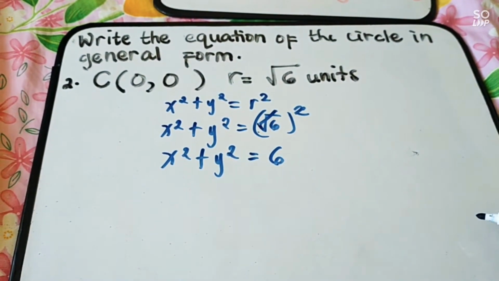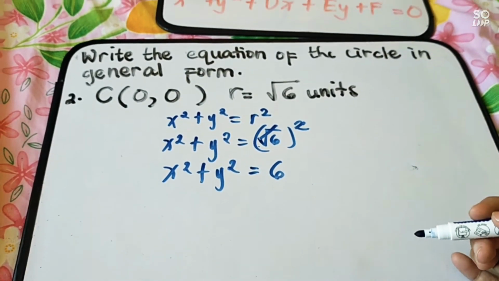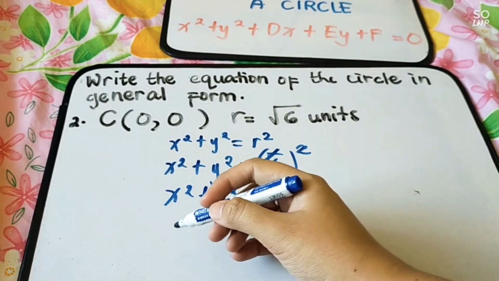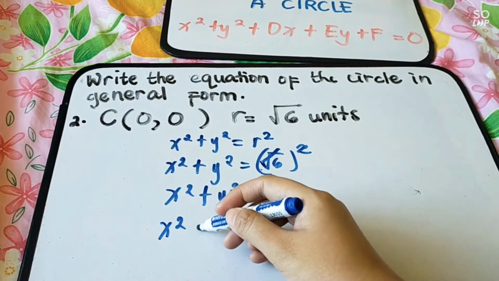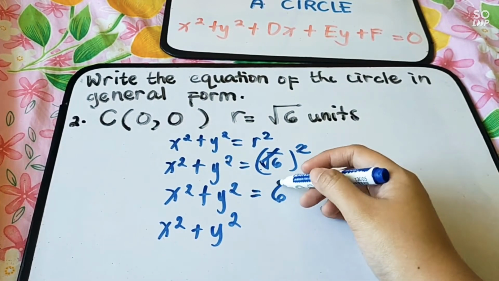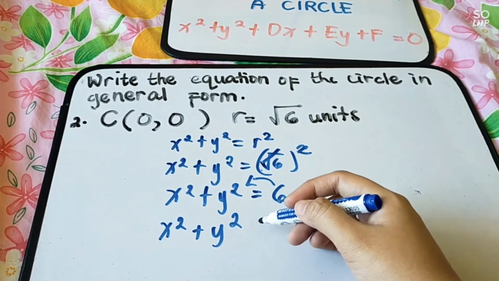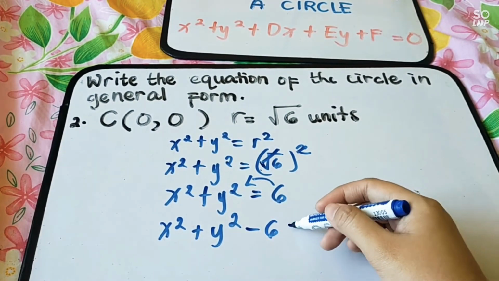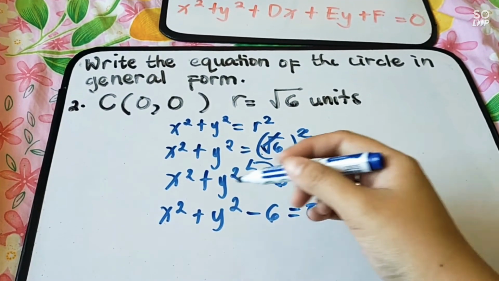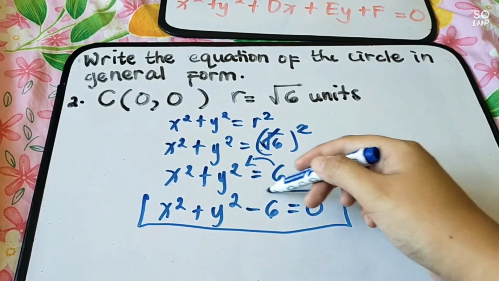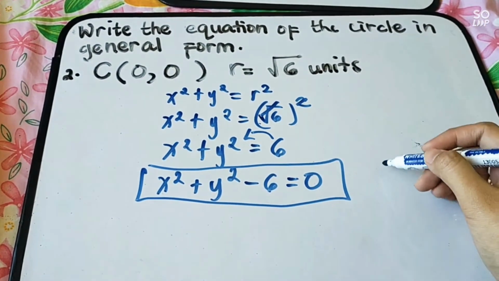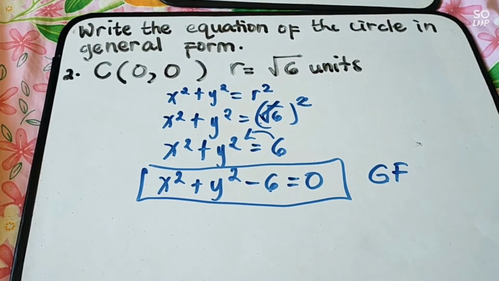Then, for the general form, kailangan daw naka-equate siya into 0. So, you have here x squared plus y squared. Then, just transpose positive 6. So, it becomes minus 6. Then, equal na siya to 0. So, ganun na siya kasimple. This is now your general form. Ayan na yung general form mo.